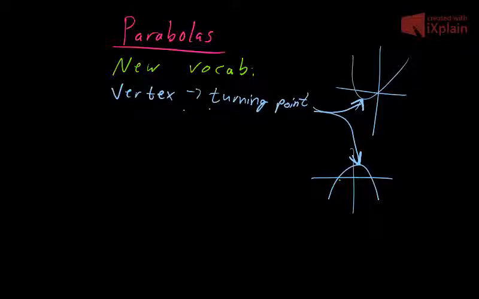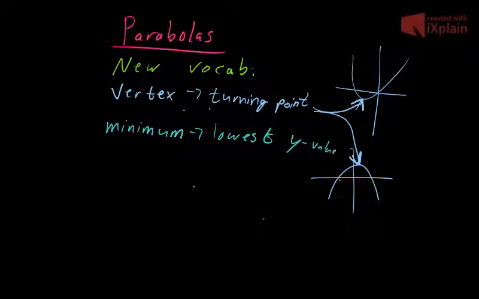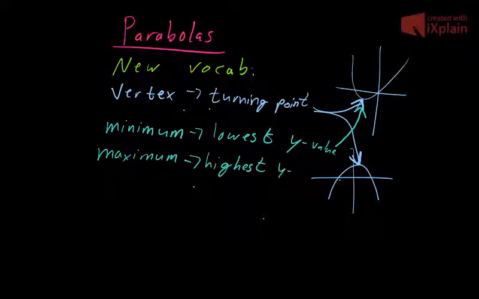A couple other things. A minimum. Minimum is going to be the lowest point, the lowest y value, which is going to be that right there. And the maximum is going to be opposite of that, which is the highest y value. We should be able to find right there. So the minimum of a parabola is going to be the lowest point, and the maximum is going to be the highest point.